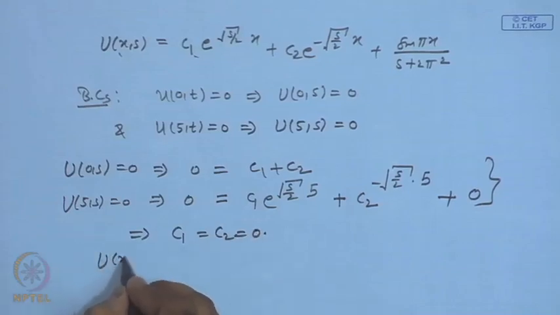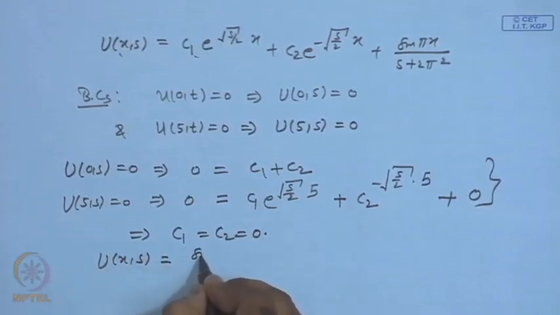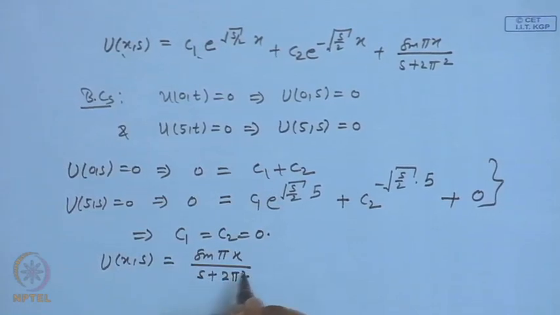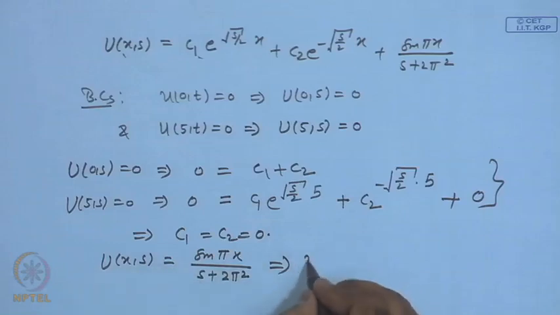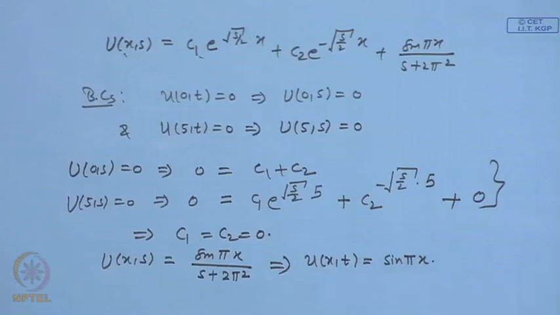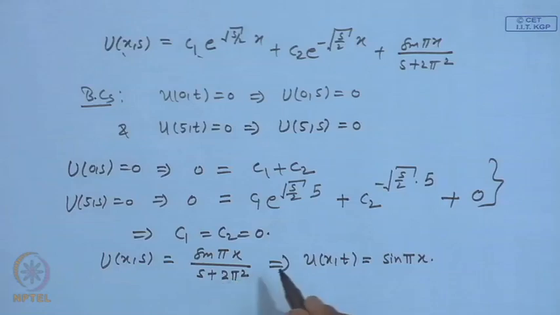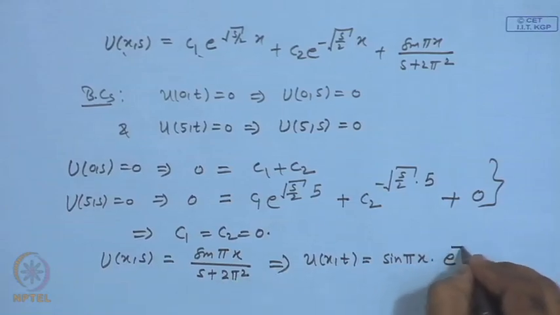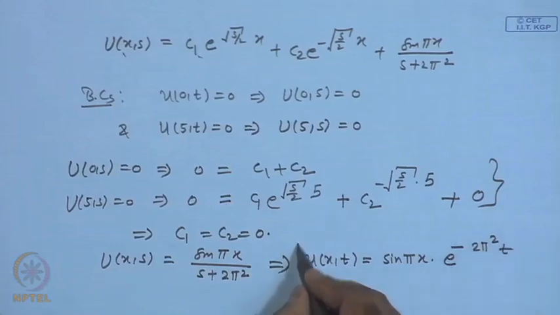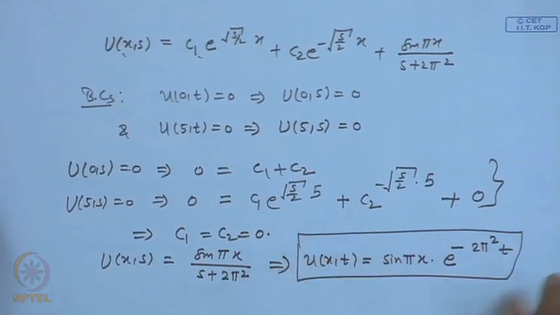So, we have u x s as sin pi x over s plus 2 pi square, and now we take the inverse Laplace transform. So, we will get u x t as sin pi x as it is, because the Laplace inverse was with respect to t, and we have 1 over s plus 2 pi square. So, this is nothing but e power minus 2 pi square t. So, this is the solution of this heat equation.